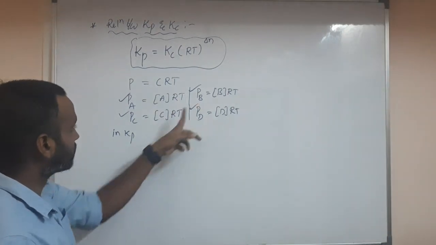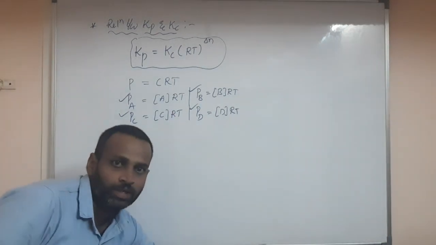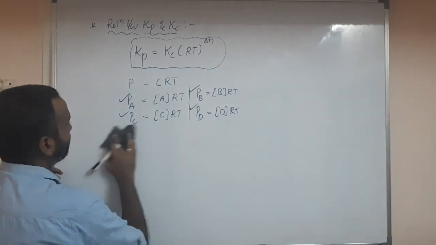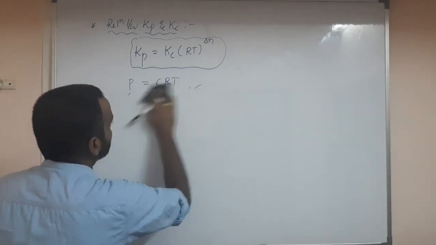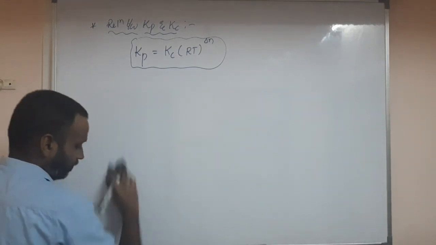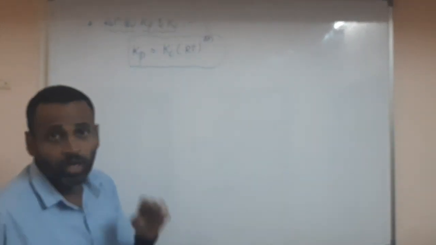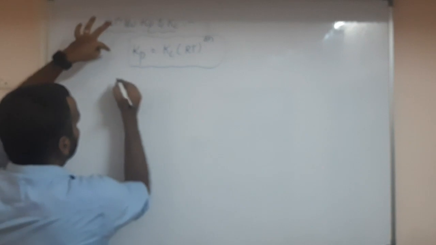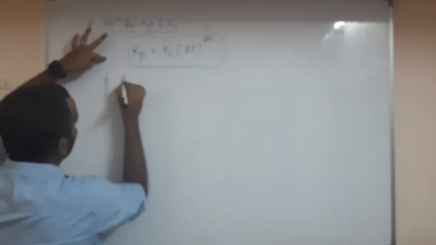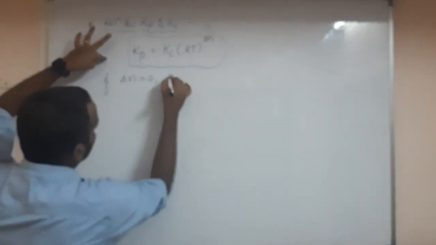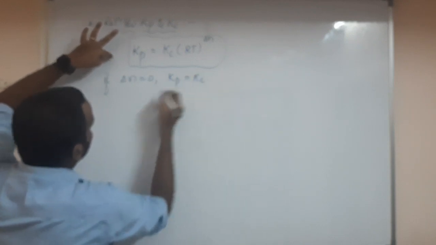Because here you have concentrations, you can substitute in Kp. Okay, this derivation is not required actually. So simply you take this relation: Kp is equal to Kc into (RT) power delta n. So as I told you, if delta n is 0, then Kp is equal to Kc.